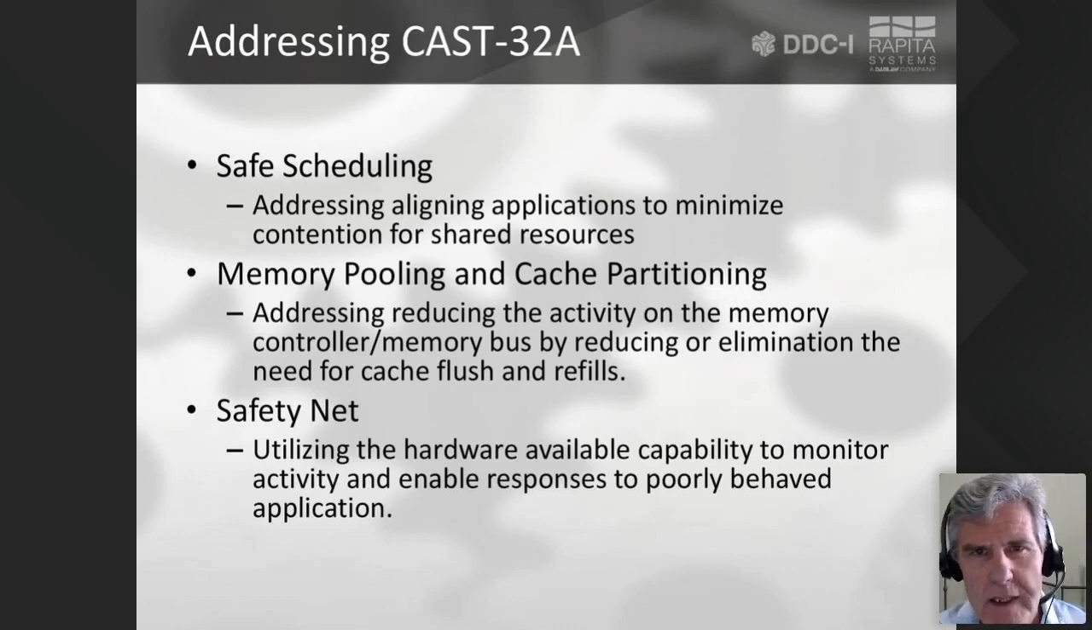Then we have memory pooling and cache partitioning. Cache and memory contention are the biggest hitters in the multi-core environment for performance, and thus a major concern. The integration strategy here is to minimize the cache misses. Also, if you're minimizing those cache misses, you're mitigating some of the memory bus contention concerns as well. These first two items are proactive integration solutions.